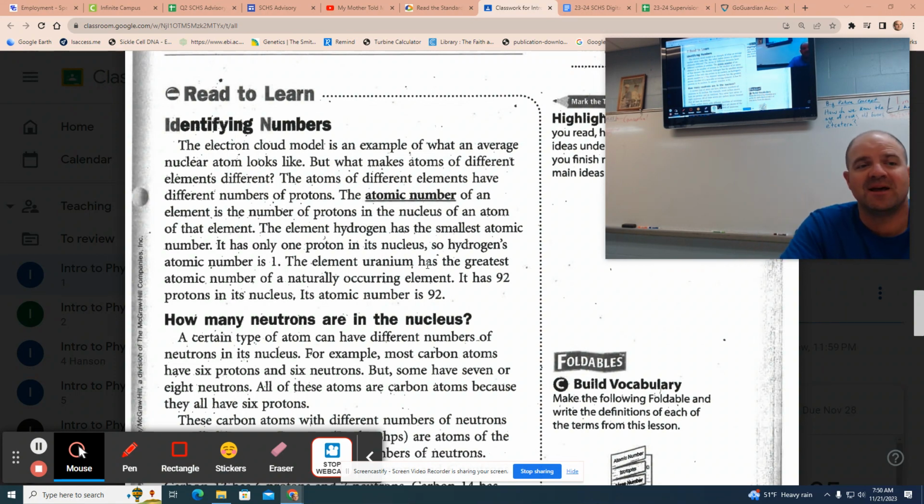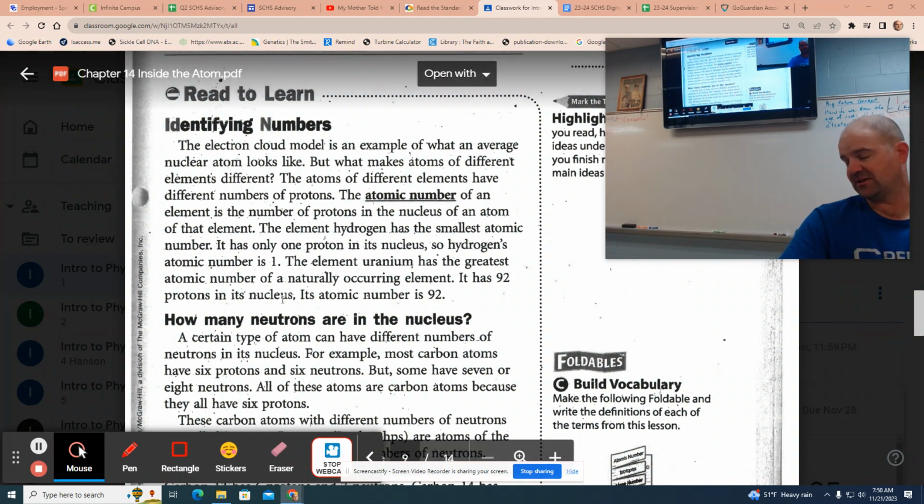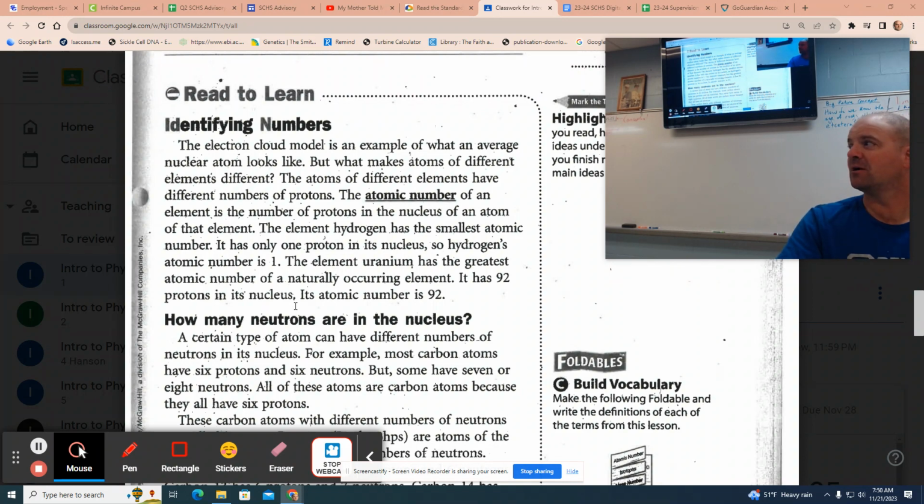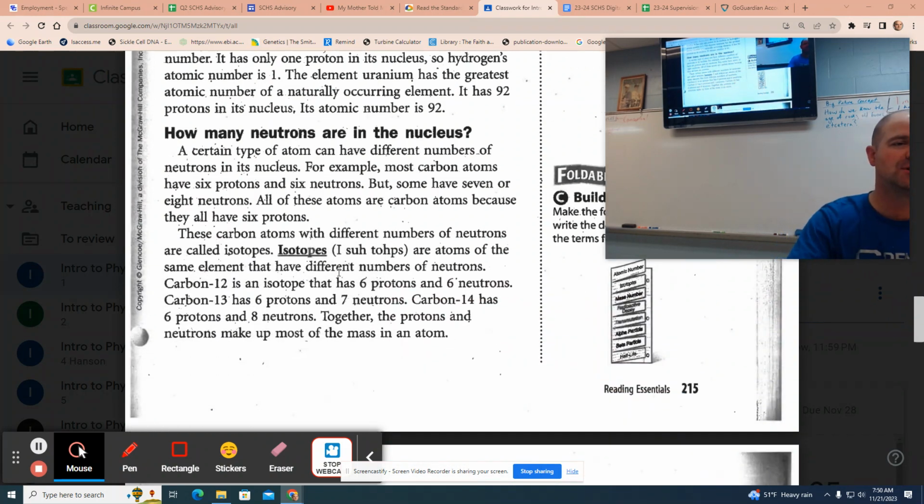The element uranium has the greatest atomic number of a naturally occurring element. It has 92 protons in its nucleus. Its atomic number is 92. There are synthetically made, man-made elements that go bigger than that. How many neutrons are in the nucleus?